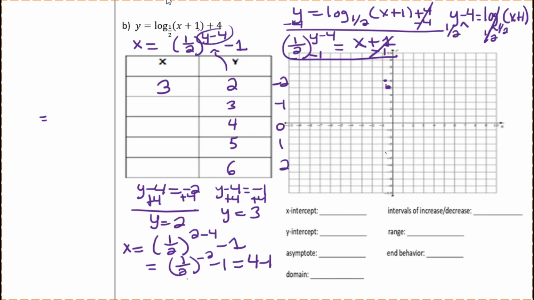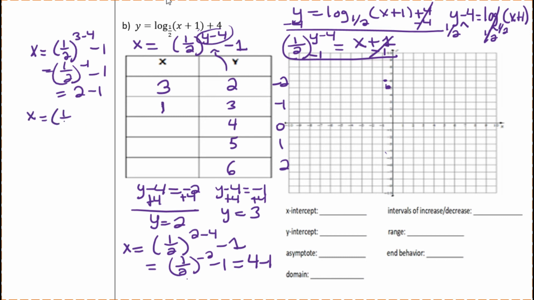All right, so we got x equals (1/2) to the 3 minus 4 power, minus 1. We're plugging in 3 for y. So now we have (1/2) to the -1 minus 1. This flips, becomes 2. 2 minus 1 is 1. Right? So now let's do the next one.